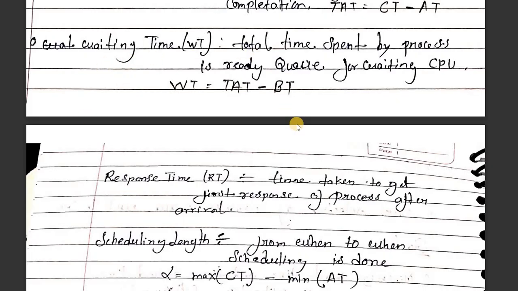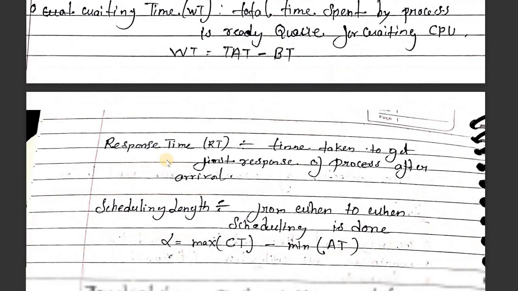The waiting time is the total time spent by the process, means that when the process comes in main memory, then the process will wait for its chance to get into the CPU. That time is considered as waiting time.